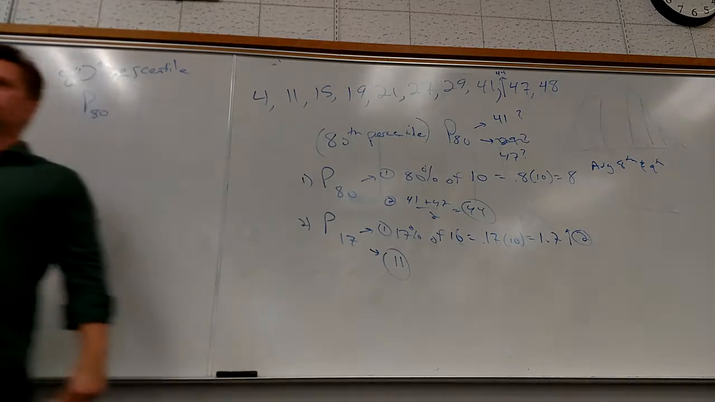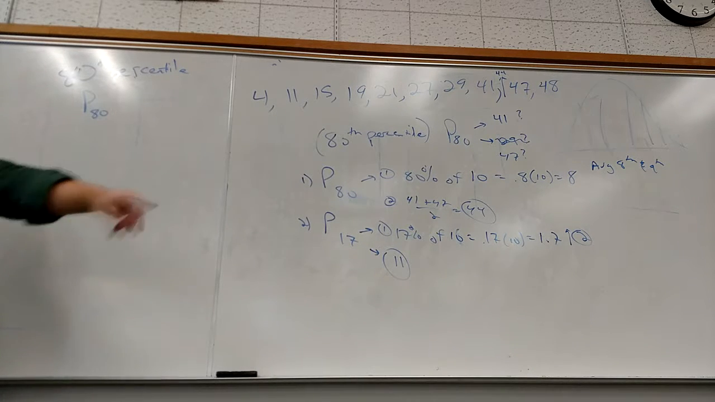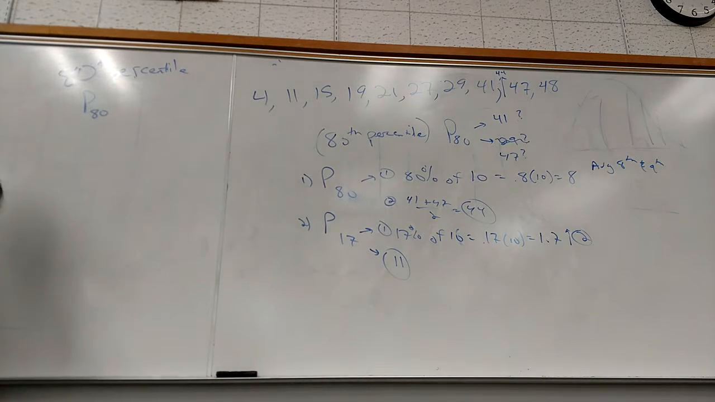So if it's a whole number, you've got work to do. You've got to average it out with the next one. Anything else, you round it up, and you take that number. You're done.